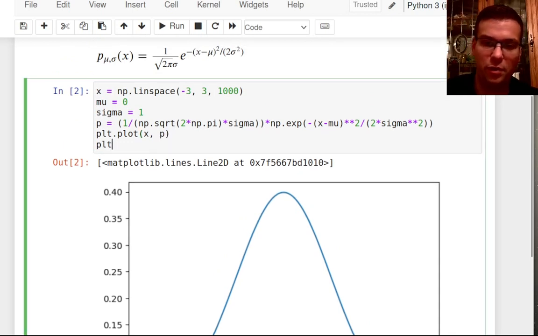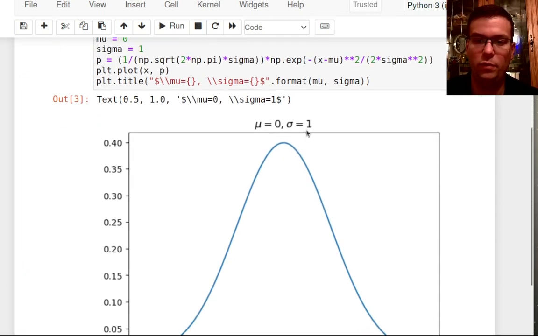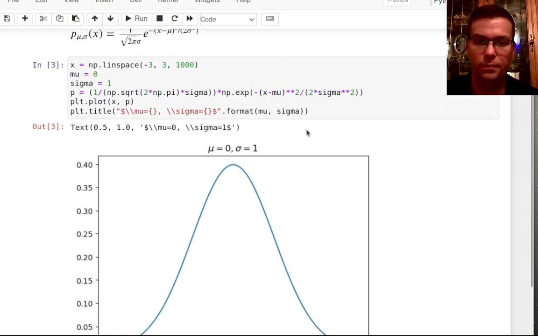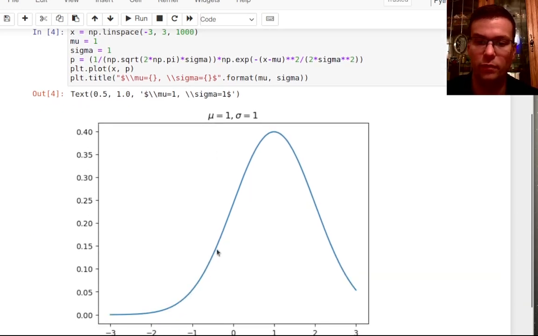Let me put in the title what the mu is and what the sigma is, so that we can have a look at them. Here mu is equal to 0, sigma equals 1. If I change the mu to 1, notice that it moves over to the right. The mu is what we call the mean of the bell curve. It's the most likely value of the random variable, and then we fall off and become less probable on either side of that mean.